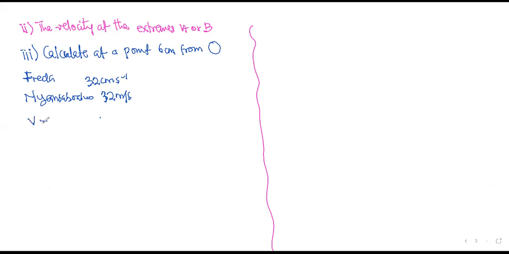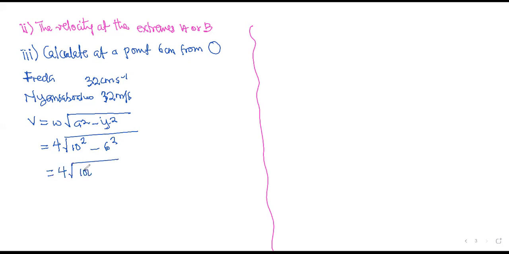So v is equal to omega times the square root of a squared minus y squared. So we have 4 radian per second times the amplitude 10 centimeters squared. So 10 squared minus 6 squared. So you have 100 minus 36. And what is 100 minus 36?